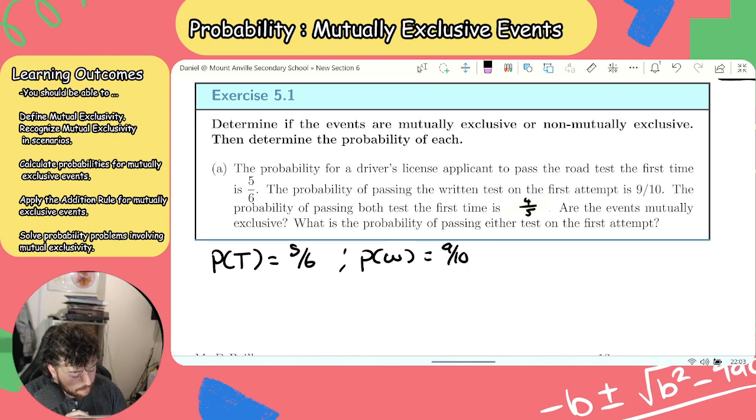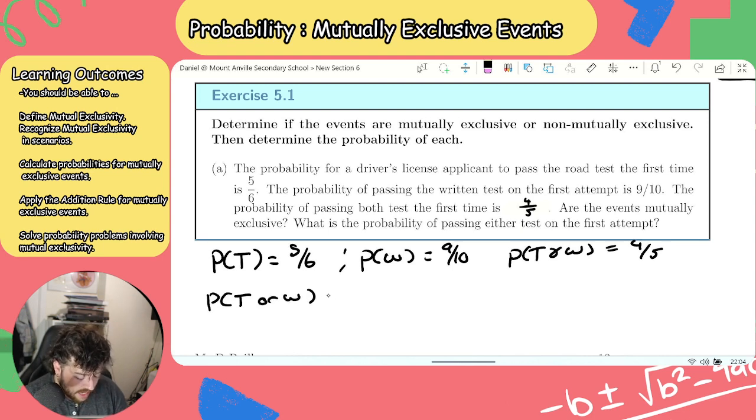And the probability of passing both. Oh, so this is the first attempt, and the probability of passing both tests the first time, so passing the test and the written, is 4/5. Both the first time. Are these events mutually exclusive? What's the probability of passing either test the first attempt?